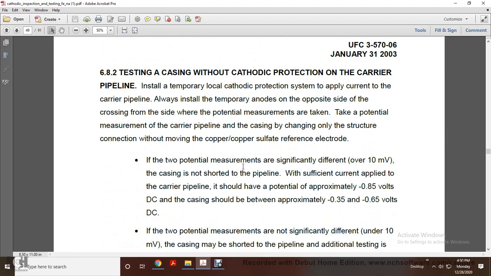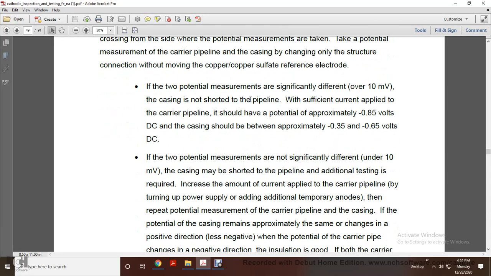6.8.2 Testing casing without cathodic protection on the carrier pipeline: install a temporary local cathodic protection system applied to the carrier pipeline, with temporary anodes installed opposite the side of the crossing from the potential measurement. Take a potential measurement of the carrier pipeline and casing, changing only the structure connection without moving the copper sulfate reference electrode. If the two potential measurements are significantly different, over 10 millivolts, the casing is not shorted to the pipeline. With sufficient current applied, the carrier pipeline should have a potential of approximately negative 0.85 volt DC, and the casing should be between negative 0.35 and negative 0.65 volt DC.